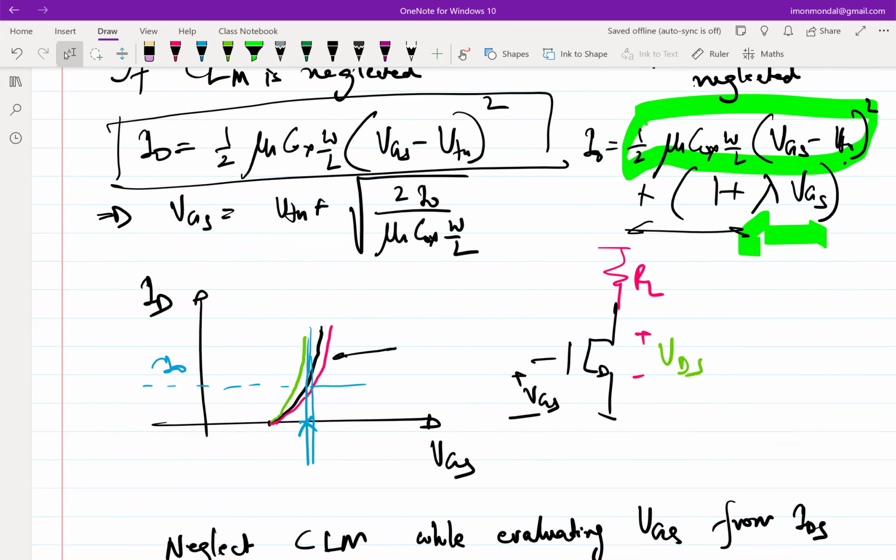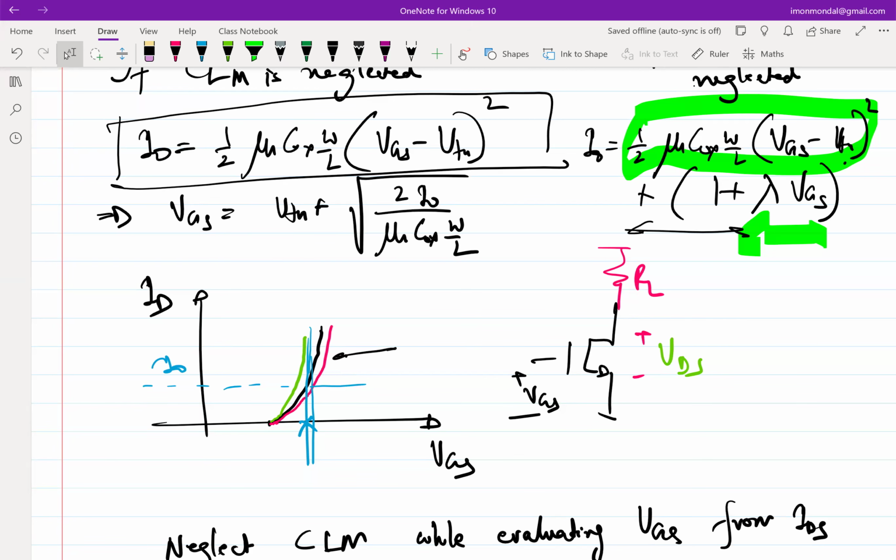Okay, so the conclusion with this particular graph is that you cannot neglect VDS while finding out I0. So I0 is now a function of both VGS and VDS. Right? You cannot neglect VDS while finding out I0, but you can neglect the effect of channel length modulation while finding out VGS. So that's the only conclusion. The only thing that I was trying to get at with this explanation is why.